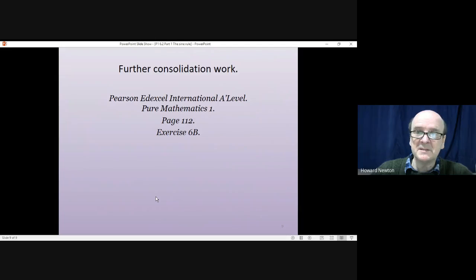Okay, that gets us to the end of this lesson. If you've got the textbook, then turn to page 112 and have a go at exercise 6B.